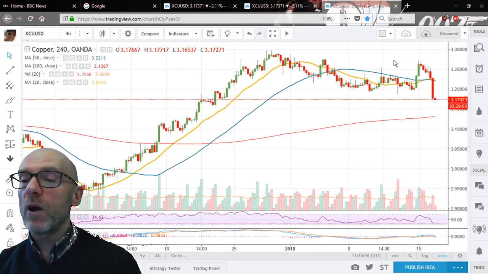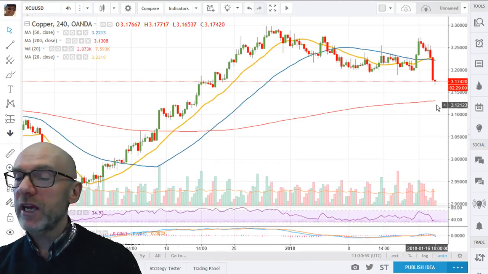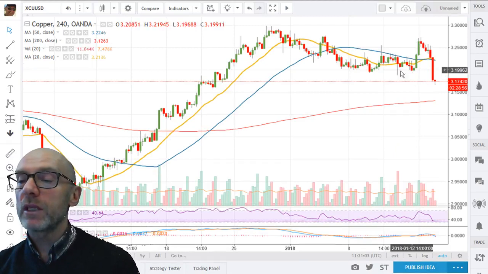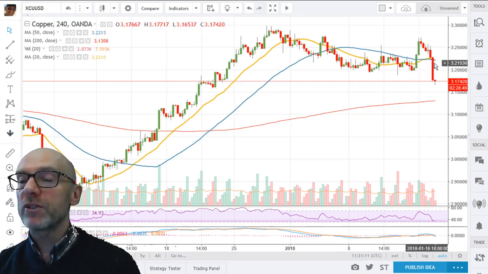On the 4-hour picture, so here each candle represents 4 hours trade. We've broken down below supports. They're the supports from yesterday and the day before. That's made the moving averages roll over. You can see the 20, which is the yellow line, and the 50, which is the blue line from this 4-hour chart, now crossing in a bearish formation. They will become resistance to any rally. So be aware of that.